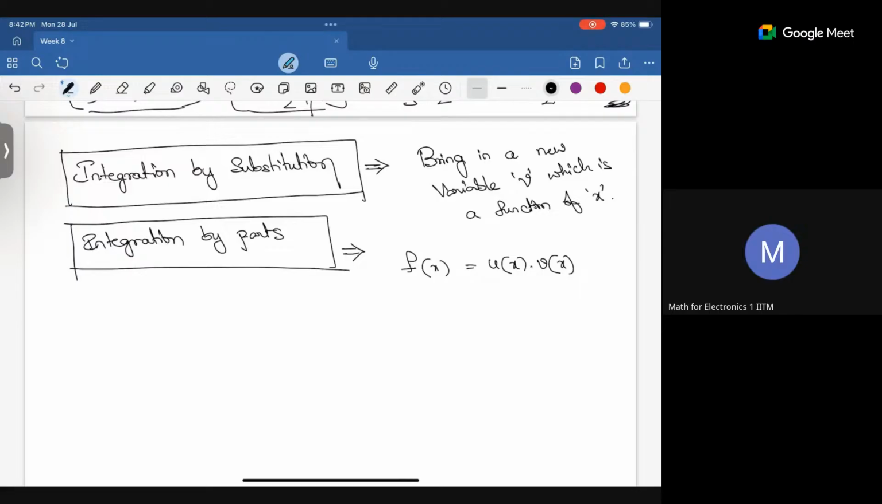Okay, we don't need this u of x into v of x. Rather, we just need to know how to integrate v of x separately, how to differentiate u of x, and its multiplication with v of x. Okay, so that we will see. But these are the ideas behind these techniques. Okay, we'll see one by one.